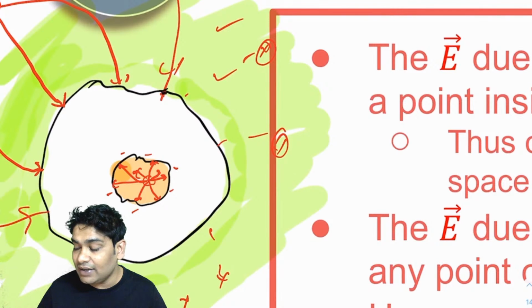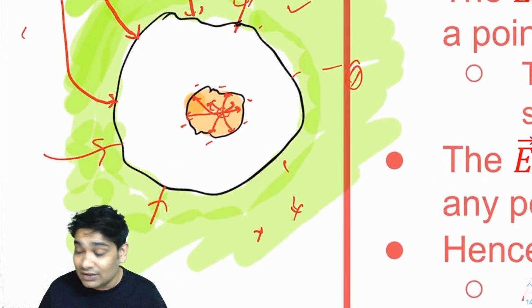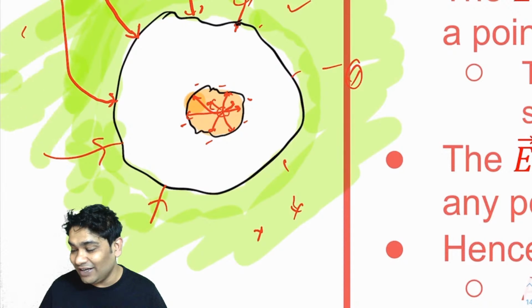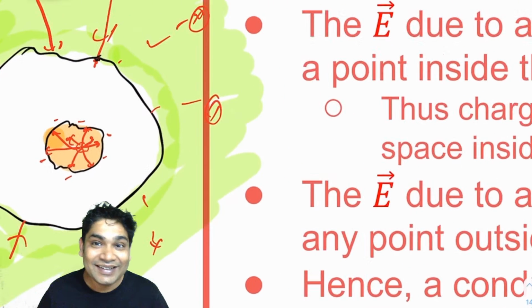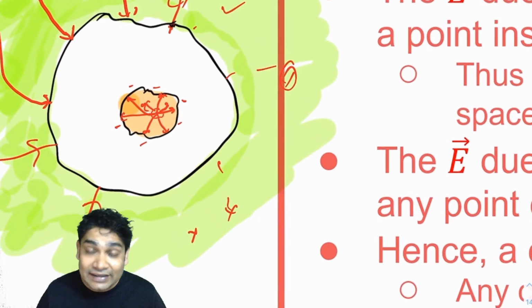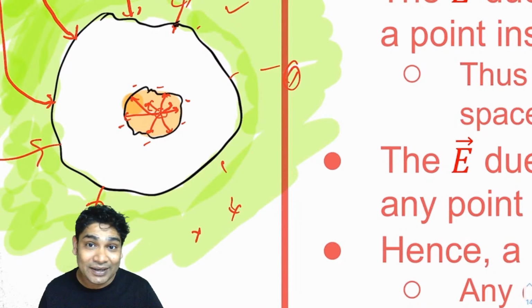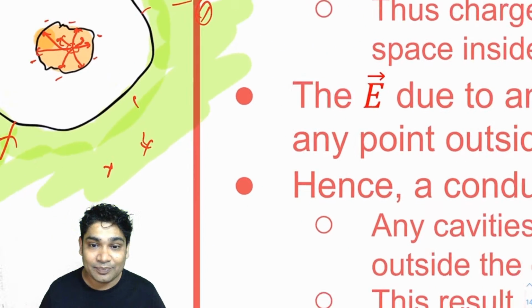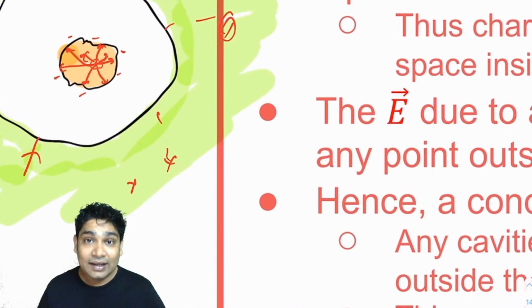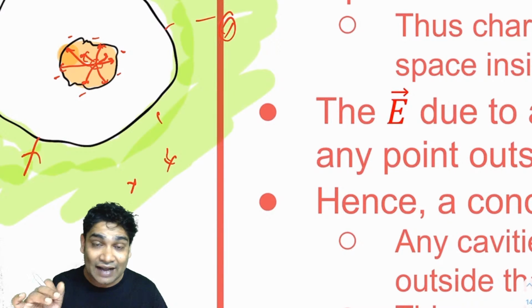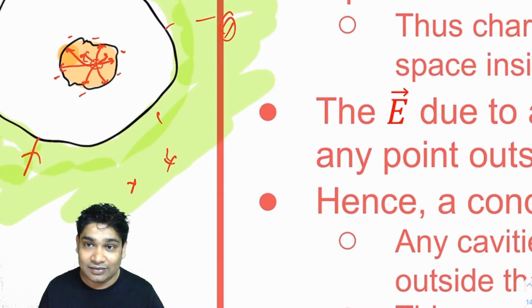Okay, so the idea is that anything happening in the green region would never influence anything happening in the orange region. Of course, this green region will extend up to infinity. Similarly, anything happening in the orange region can never influence anything that is happening in the green region. They can never interact directly. The charges present inside the cavity can never interact with charges present outside the conductor.